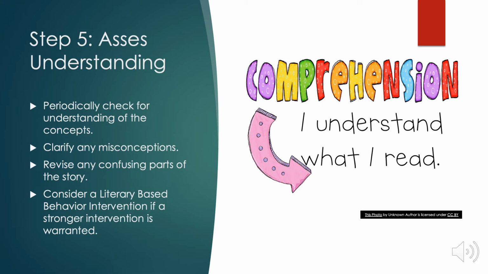Step 5. Assess the understanding of the reader. Periodically check for understanding of the concepts. Clarify any misconceptions. Revise any confusing parts of the story. You can consider a literary-based behavior intervention if a stronger intervention is warranted or if you are really trying to change a behavior.